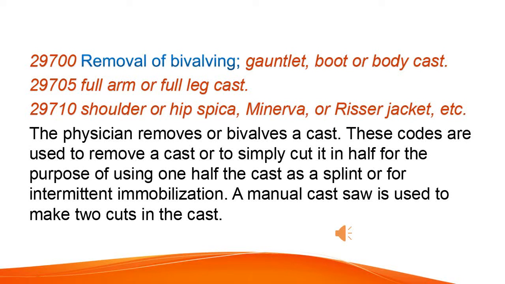The physician removes or bivalves a cast. These codes are used to remove a cast or to simply cut it in half for the purpose of using one half the cast as a splint or for intermittent immobilization. A manual cast saw is used to make 2 cuts in the cast.